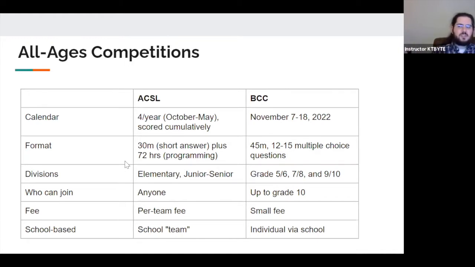So both ACSL and BCC have short answer components to them. BCC is multiple choice. ACSL is sort of writing down an answer, but the kind of work you do is similar. They're short problems. You might make some notes or figure some things out and then determine what the answer is from there.